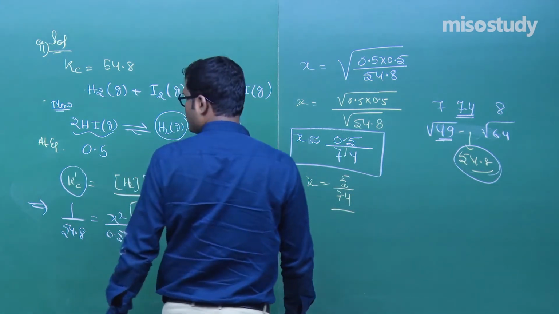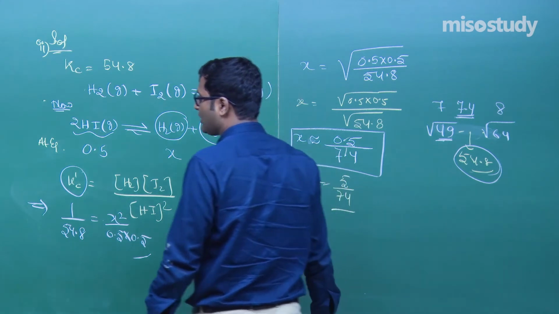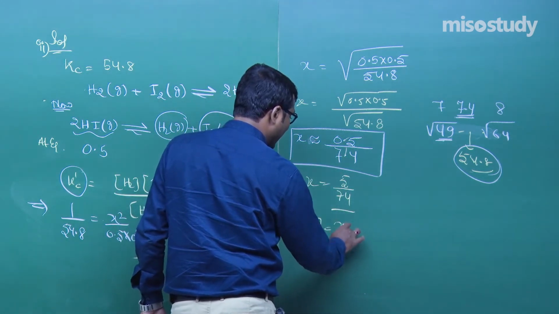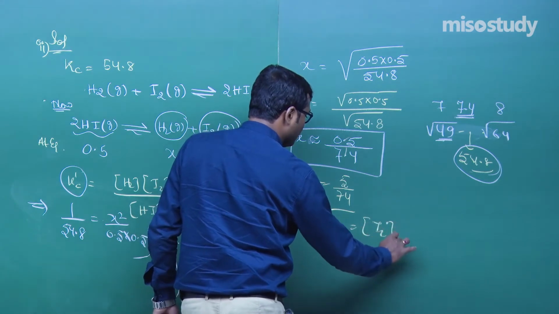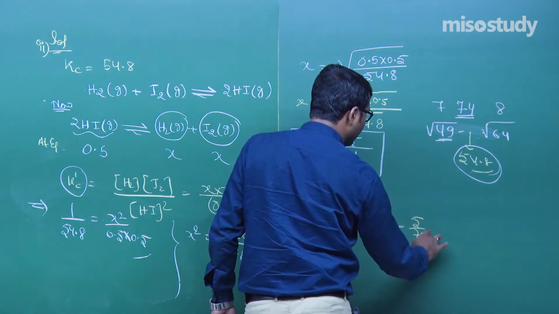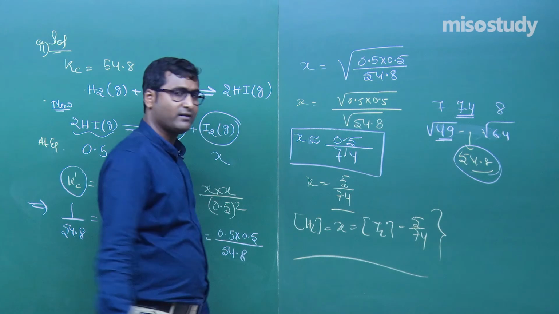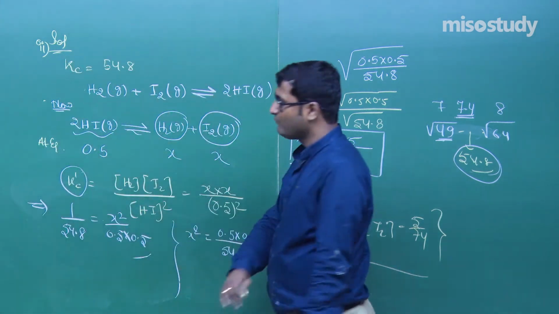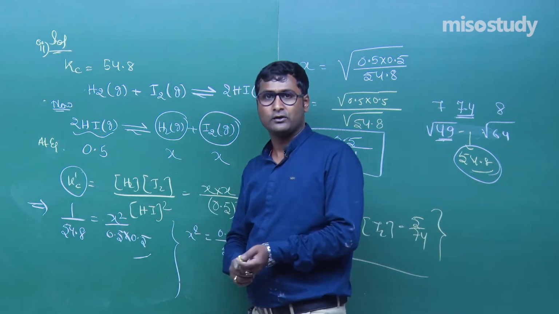So what is the question here? What is the concentration of H2 and I2? The concentration of H2 is equal to x, which is equal to the concentration of I2, that is 5 upon 74. This is the case, my friend. The calculation is easy, but what is the theory involved here? There are two theories I am going to discuss here.